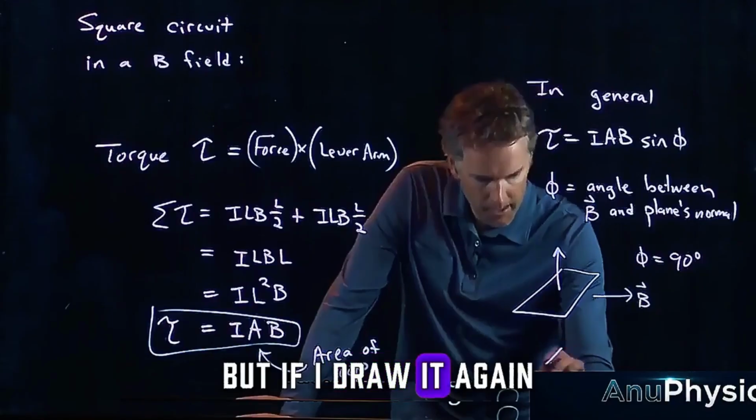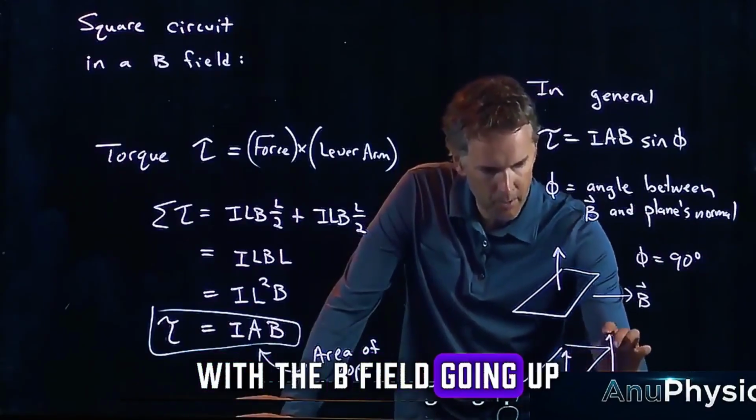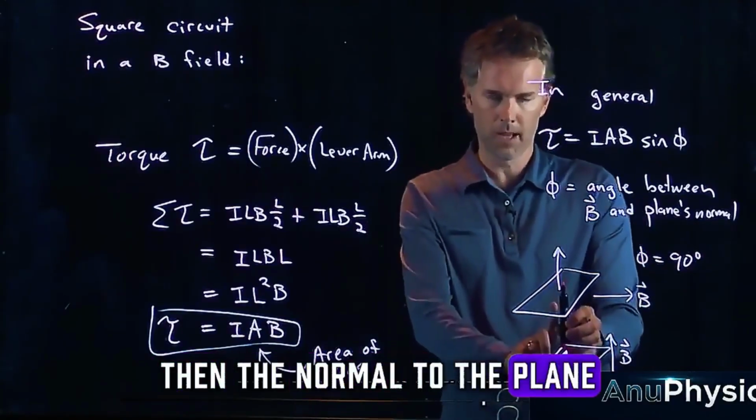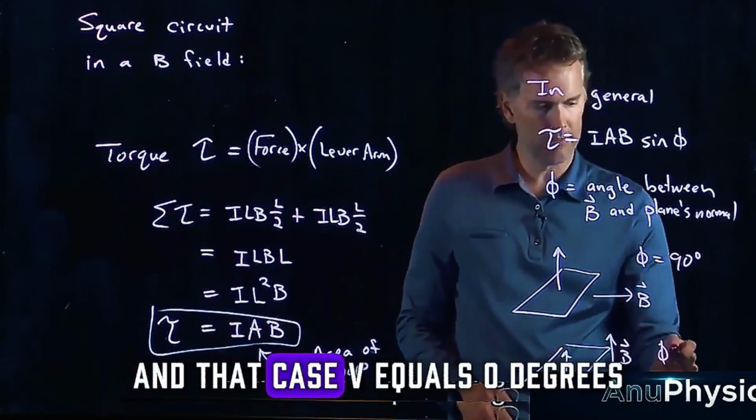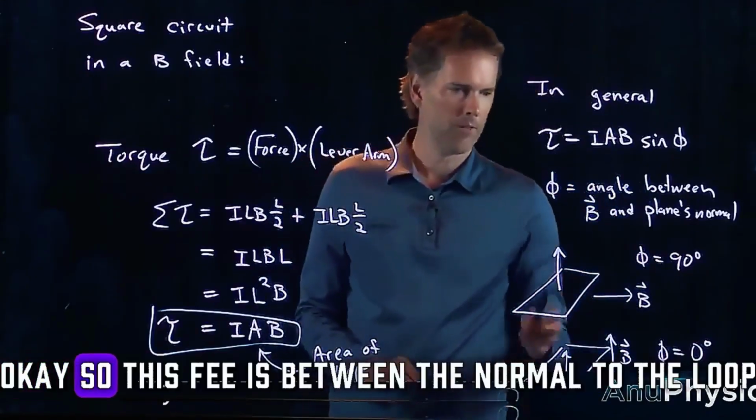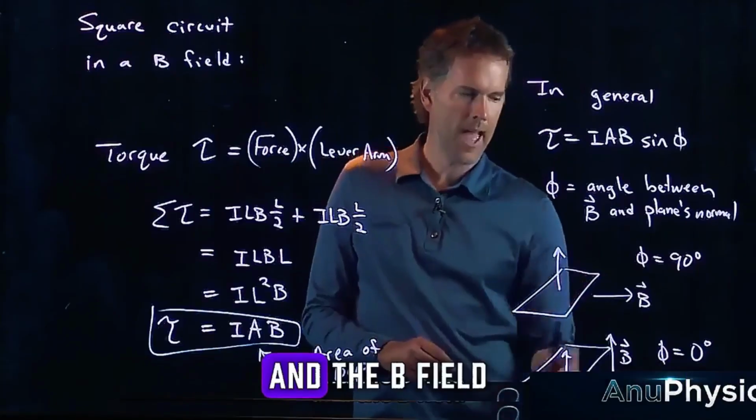But if I draw it again, with the B field going up, then the normal to the plane and B are in the exact same direction. In that case, phi equals 0 degrees. Okay, so this phi is between the normal to the loop and the B field.